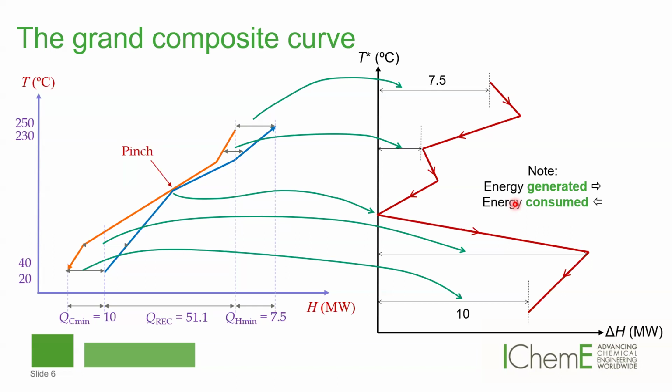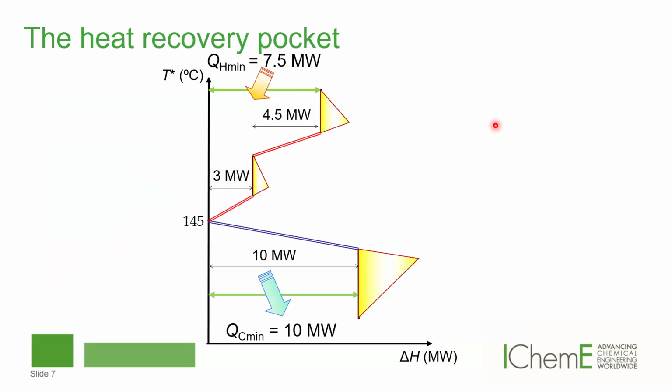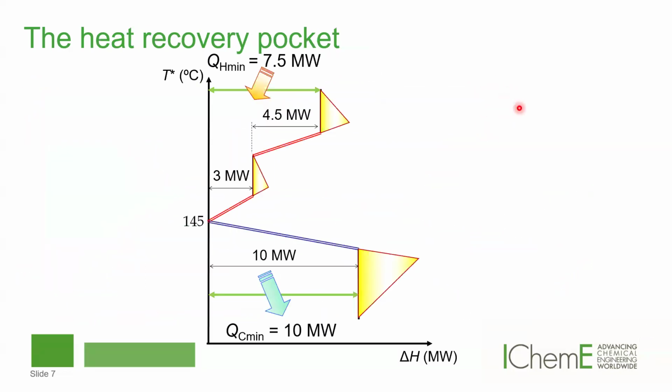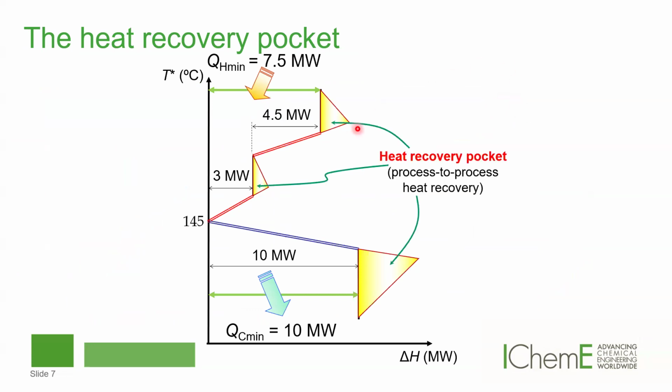So as you will notice, energy is being generated and consumed. It forms a small little triangle right here, and we call that pockets, heat pockets. Inside the heat pockets, we assume that there will be energy recovery. So this is where the process to process heat recovery happens.